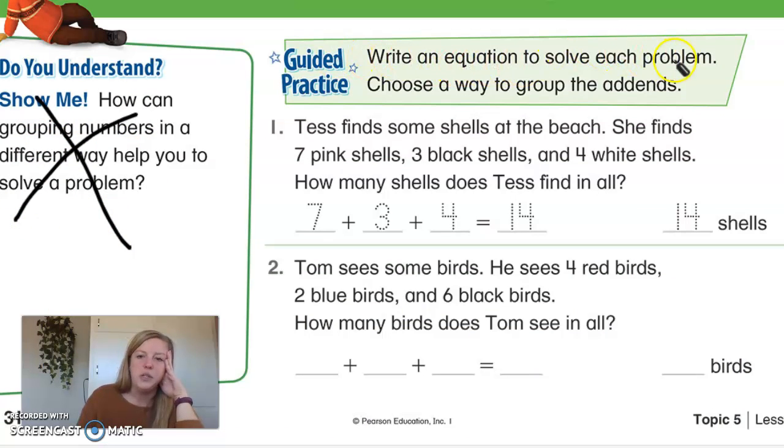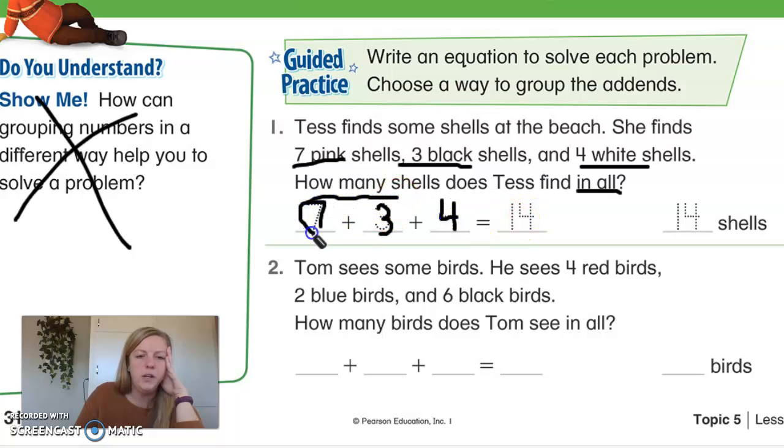Write an equation to solve each problem. Choose a way to group the add-ins. Tess finds some shells at the beach. She finds 7 pink shells, 3 black shells, and 4 white shells. How many shells does Tess find in all? When we say in all, that is my whole. So the equation would be 7 plus 3 plus 4. We're going to pretend like we don't know the answer.